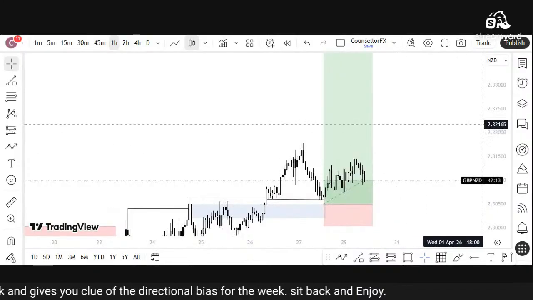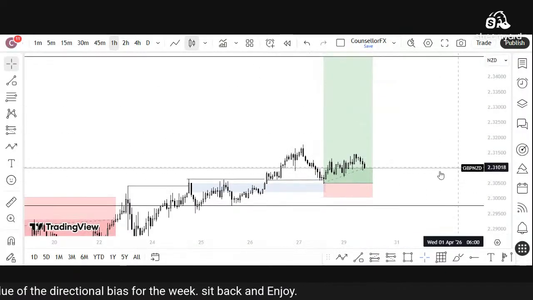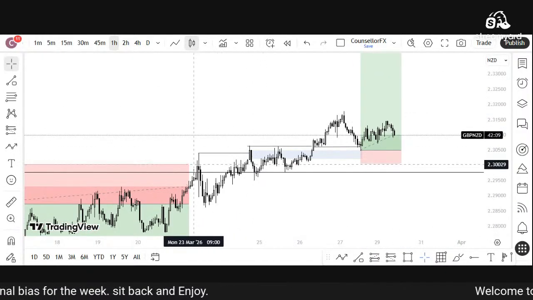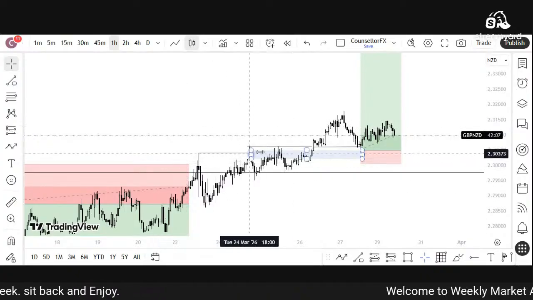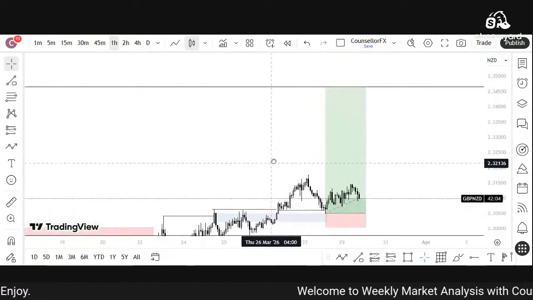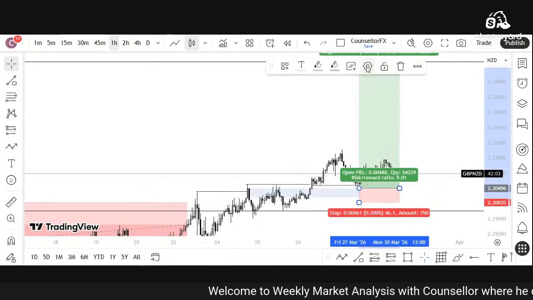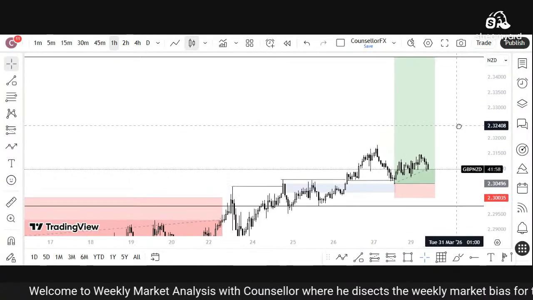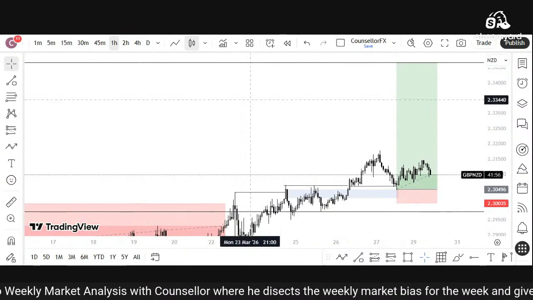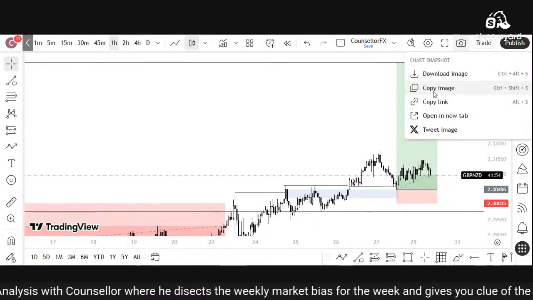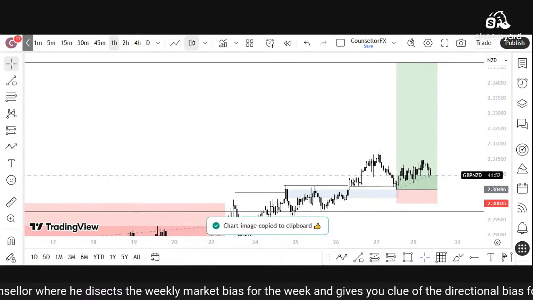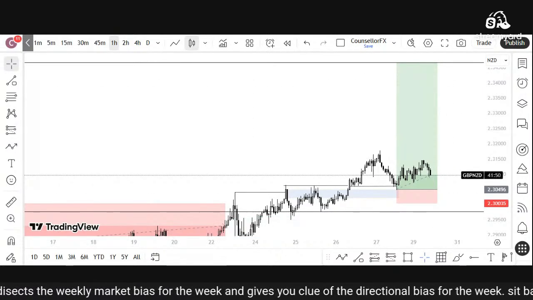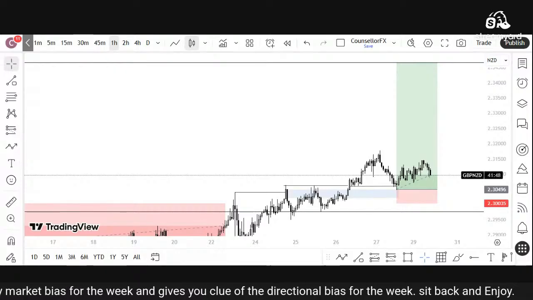But if he didn't, that is still up to you because the structure has shifted. It is clear the structure has shifted. You only just look for entry and keep buying. Look for entry and keep buying. That is what I have for GBP NZD for the week.